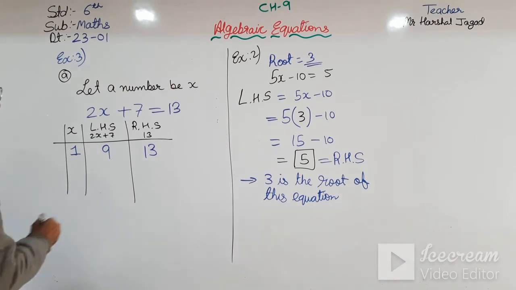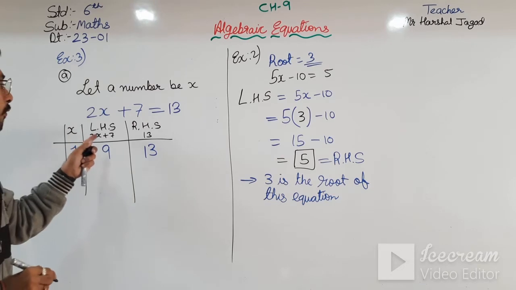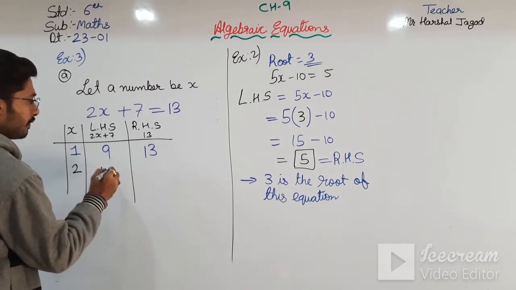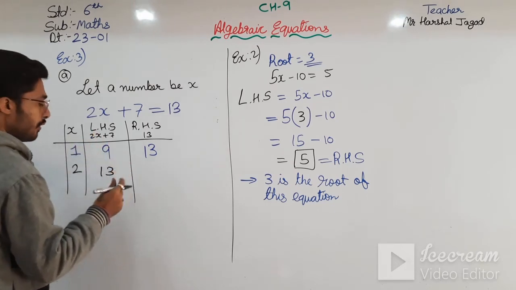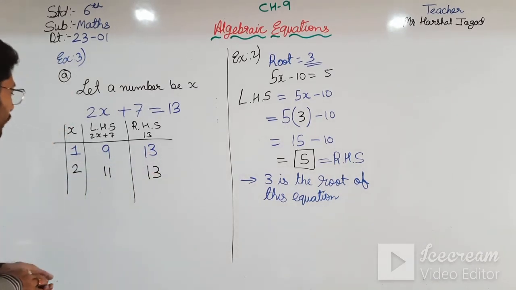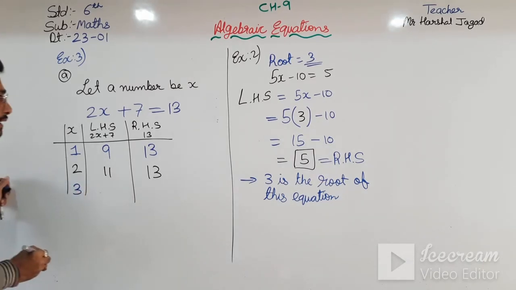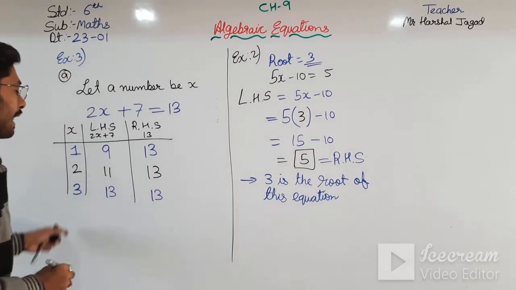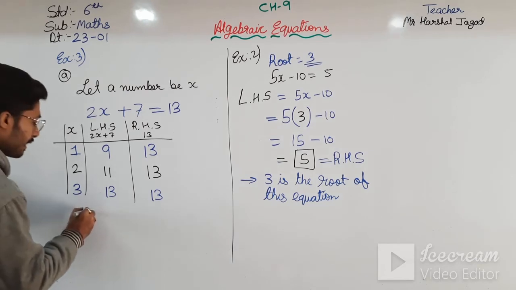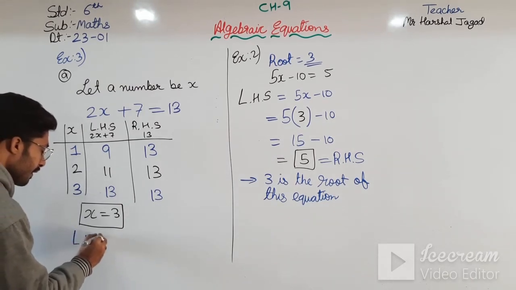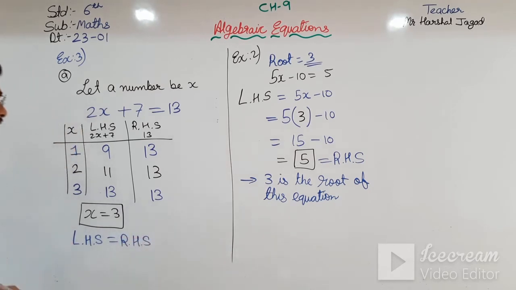Then if I take x equal to 2, then 2 twos are 4, 4 plus 7 is 11, and the 13 remains as it is. Then if I take x equal to 3, then 2 threes are 6, 6 plus 7 is 13. So we get LHS equal to RHS. So I can say that the value of x is 3. Please note this down, students.